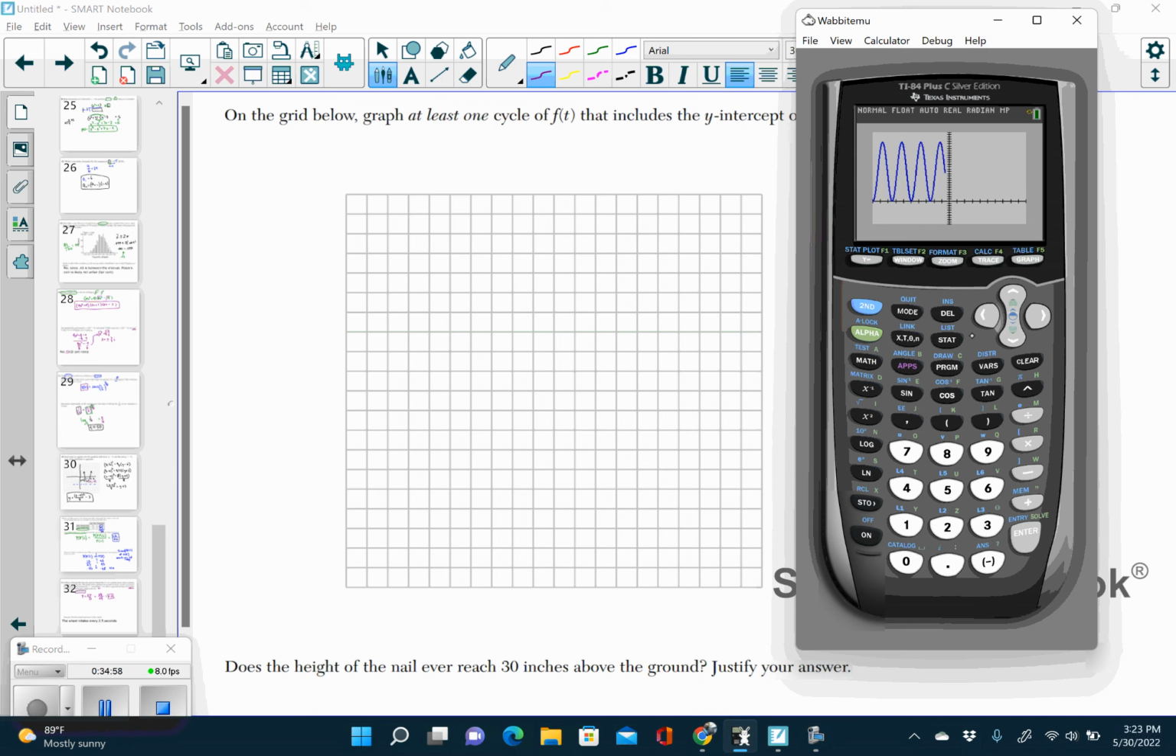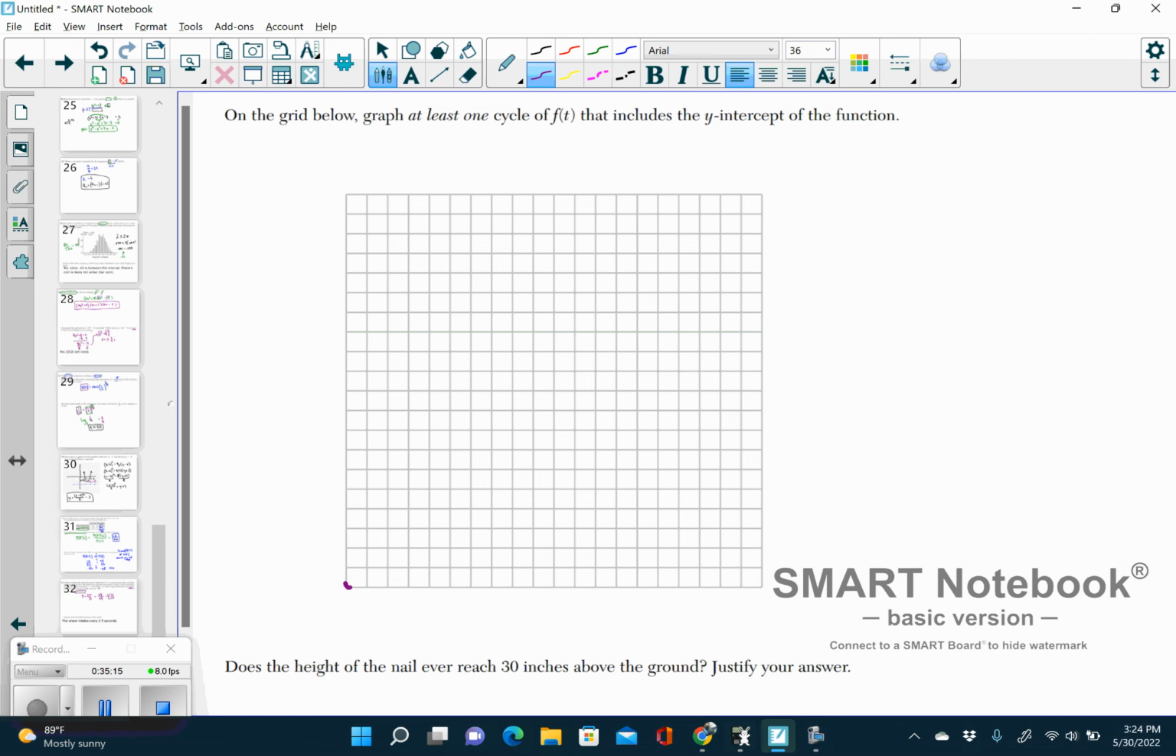So I'm just gonna see where it crosses, and look, crosses right here. Looks like it crosses right at 0, 0, and I can go to my table to verify that that's true. So 0, 0, boom, right there. So I'm gonna go ahead and put a point right here.